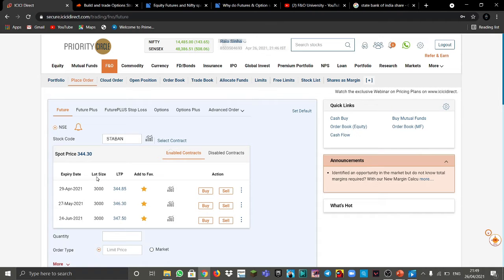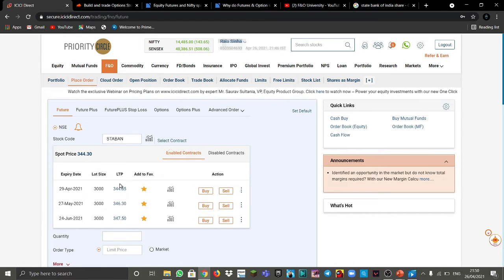You will have a fixed lot size. If you want to buy a future contract of State Bank of India, you will have to purchase the lot size of 3000, multiplied by the last traded future price, which is 344.85 for the current month expiry.